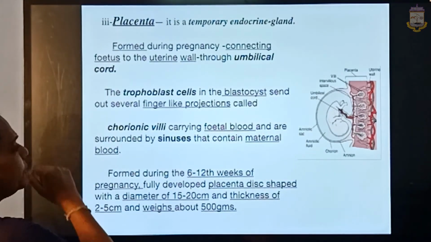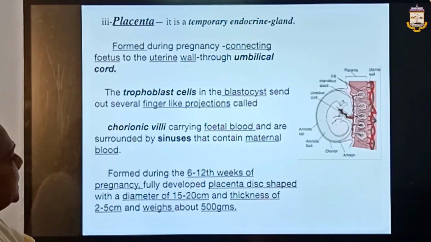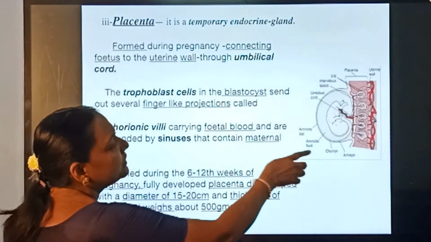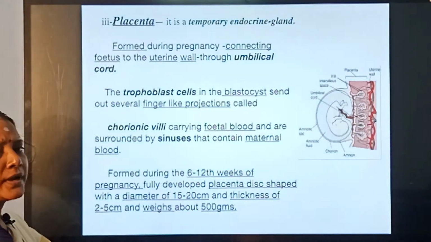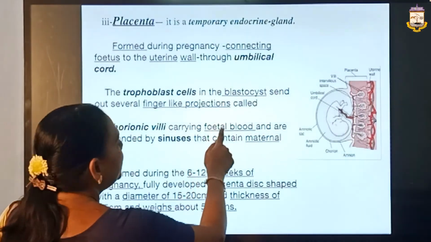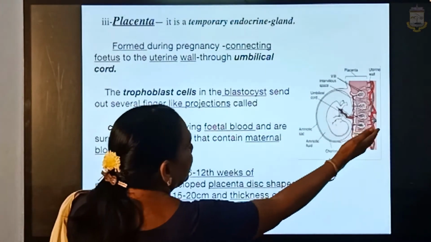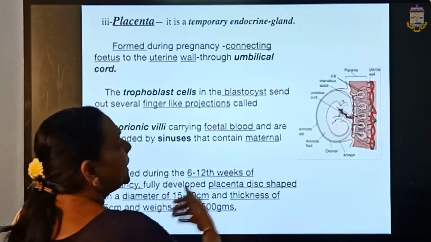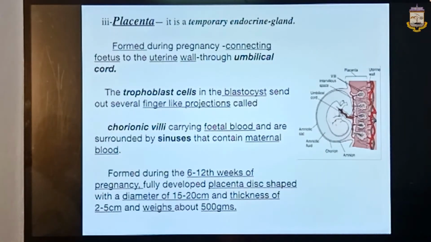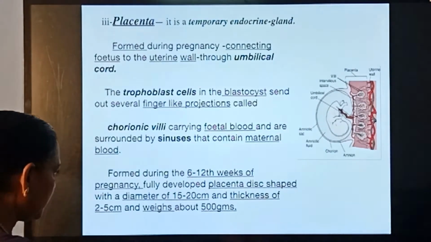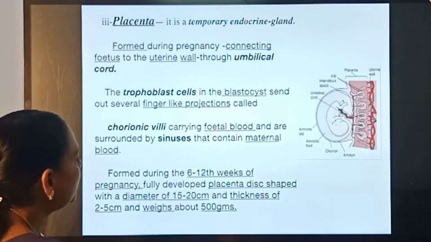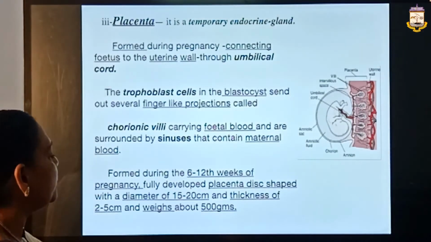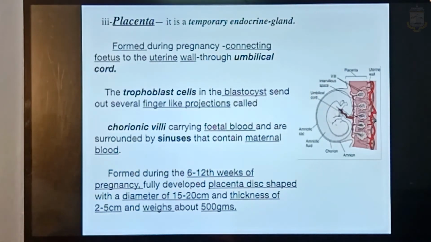Now, the trophoblast cells you saw earlier in the blastocyst are now giving finger-like projections. These finger-like projections are called chorionic villi. They carry the fetal blood, surrounded by sinuses from the maternal blood. This is formed at about the 6th to 12th week of pregnancy. The fully developed placenta is disc shaped with a diameter of 15 to 20 centimeters and a thickness of 2 to 5 centimeters, and weighs about 500 grams.